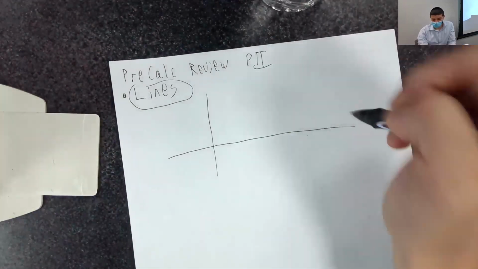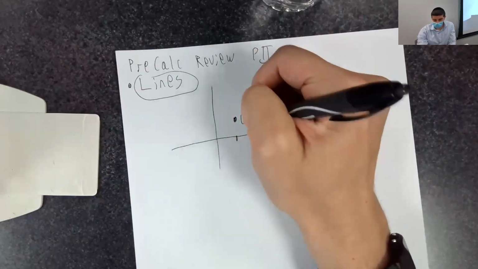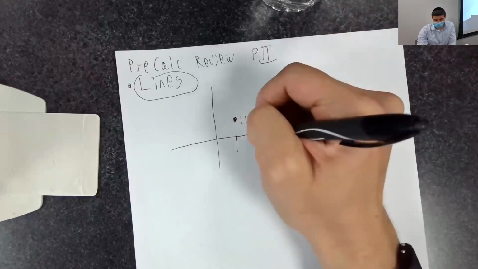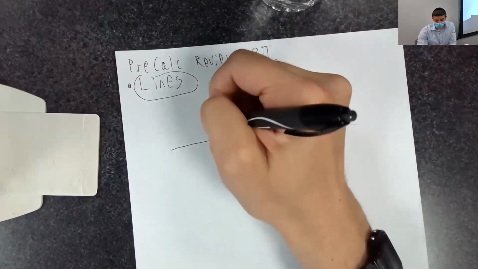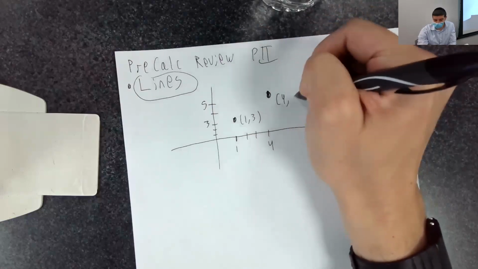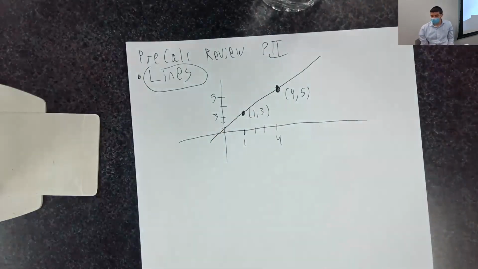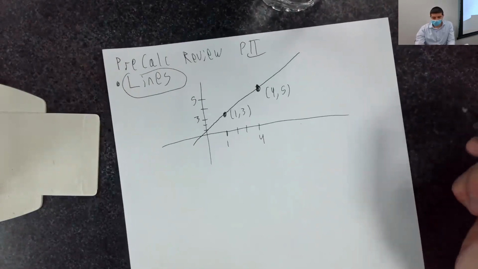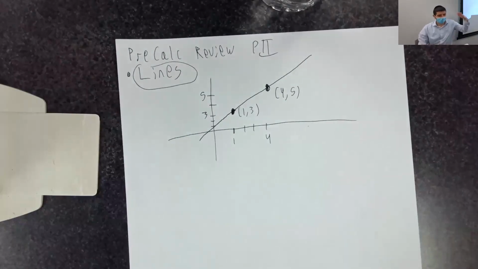So a line is really determined by 2 points. Let's say we have 1, 3 and 4, 5. For a line, what we care about very much is the slope. The slope tells us how steep the line is, how shallow it is, is it horizontal, is it vertical?